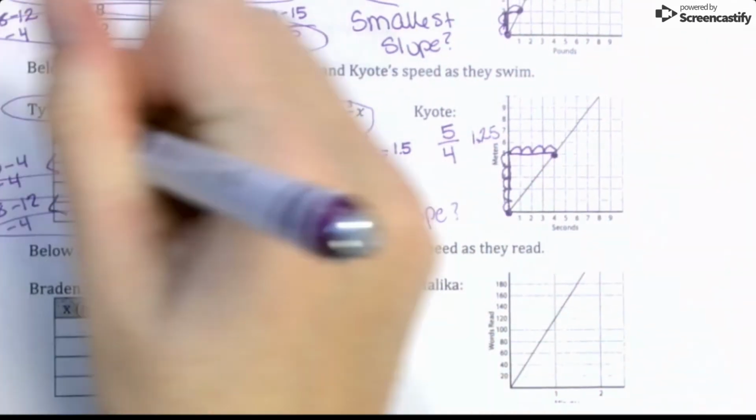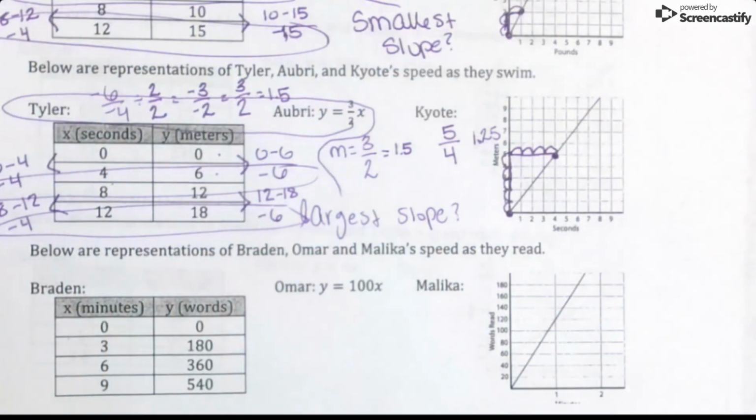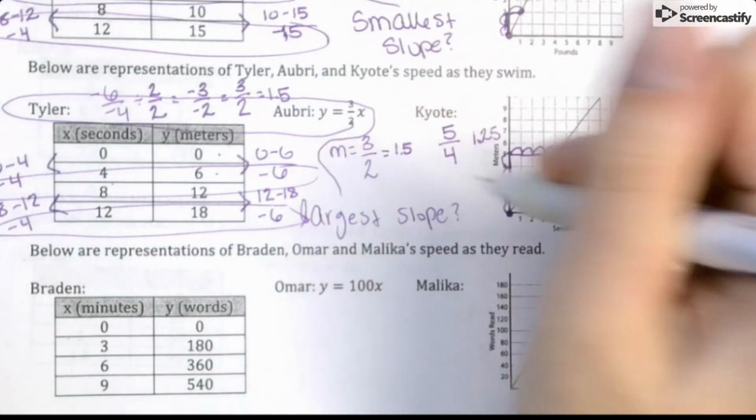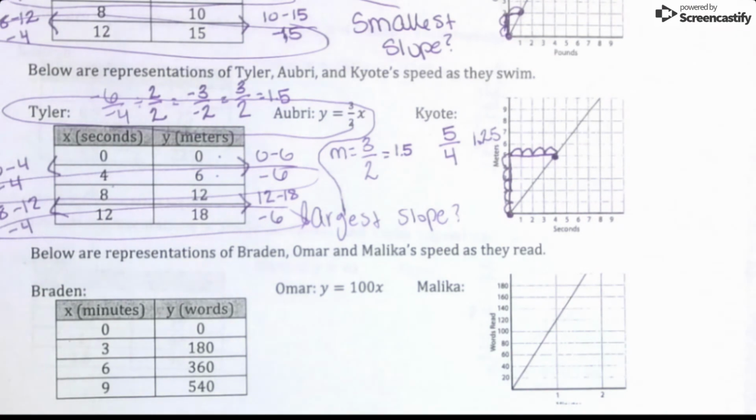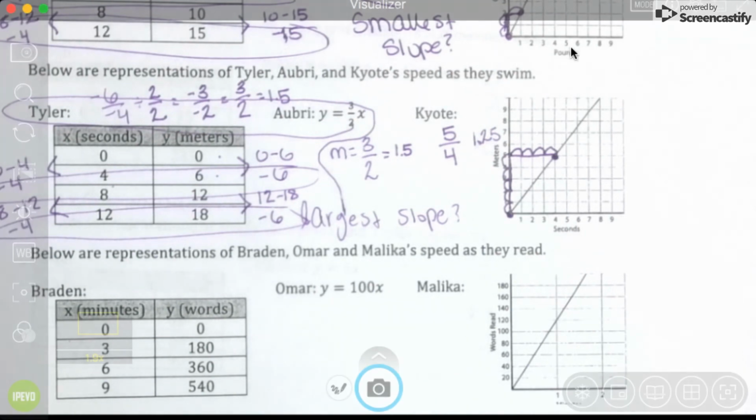Actually, in this case, it's a tie, isn't it? Aubrey and Tyler have the largest slope. Okay? Let's see what you can do on your own.